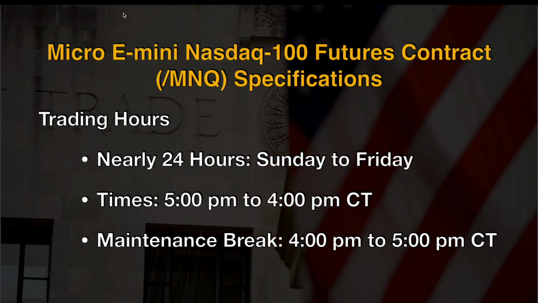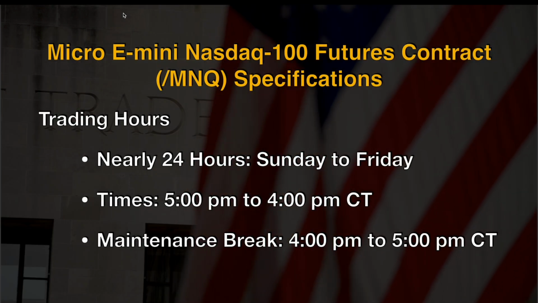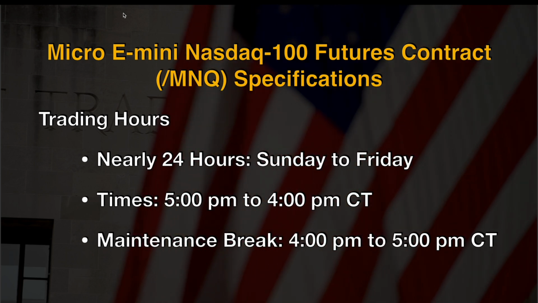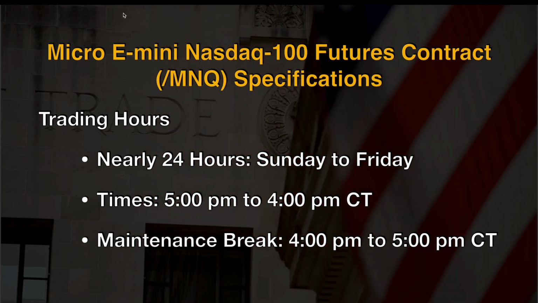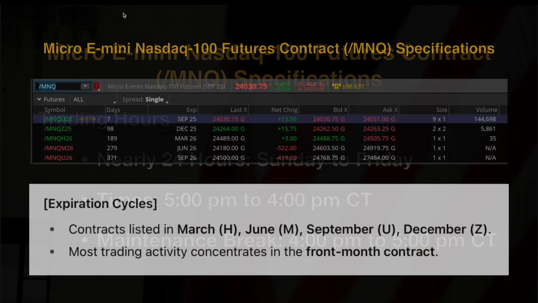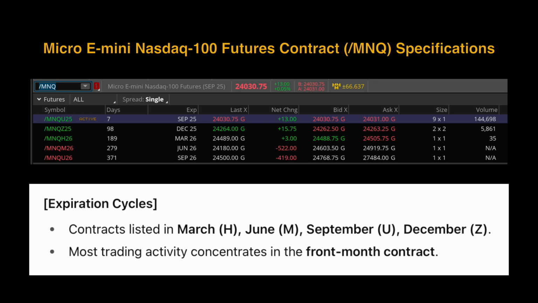Just like the other E-mini futures products, the Micro E-mini Nasdaq futures trade nearly 24 hours a day, Sunday to Friday, between 5 p.m. and 4 p.m. Central Time, with a maintenance break between 4 p.m. and 5 p.m. These contracts expire quarterly in March, June, September, and December, with the most active trading activity concentrated in the front month contract.